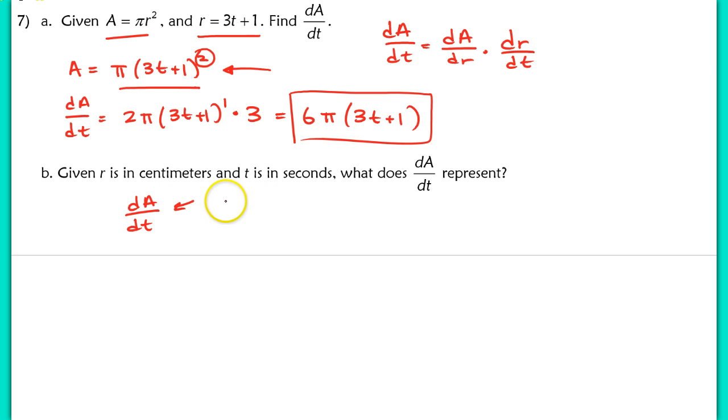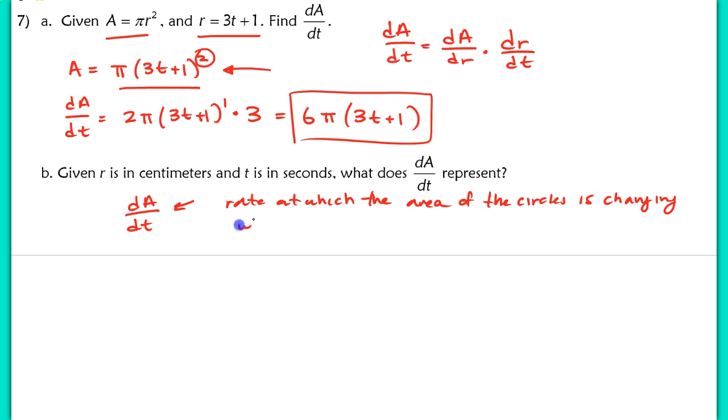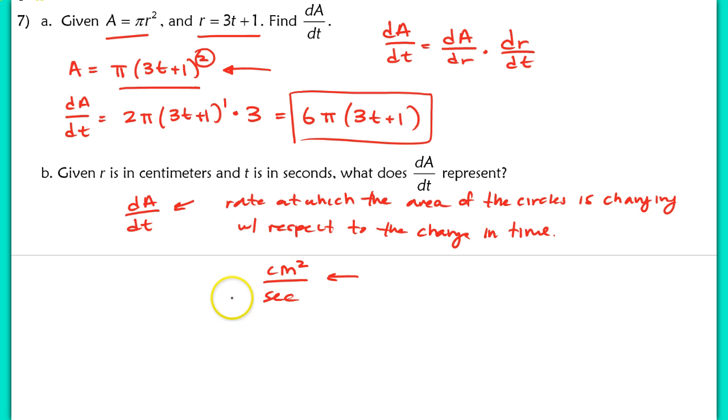So in this case, it represents the rate at which the area of the circle is changing with respect to the change in time. Now in this particular case, since the radius is in centimeters and t is in seconds, then the area is going to be given by centimeters squared. So it's in terms of centimeters squared per unit of time. So this would be the units on that particular derivative.